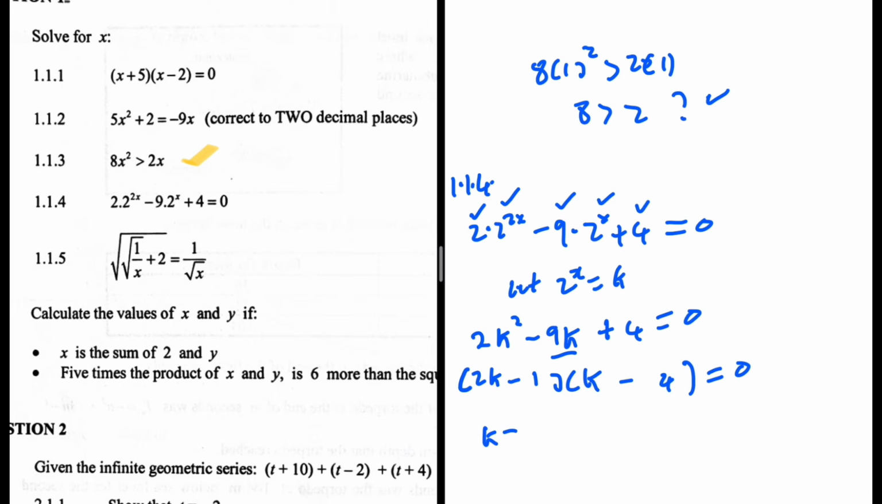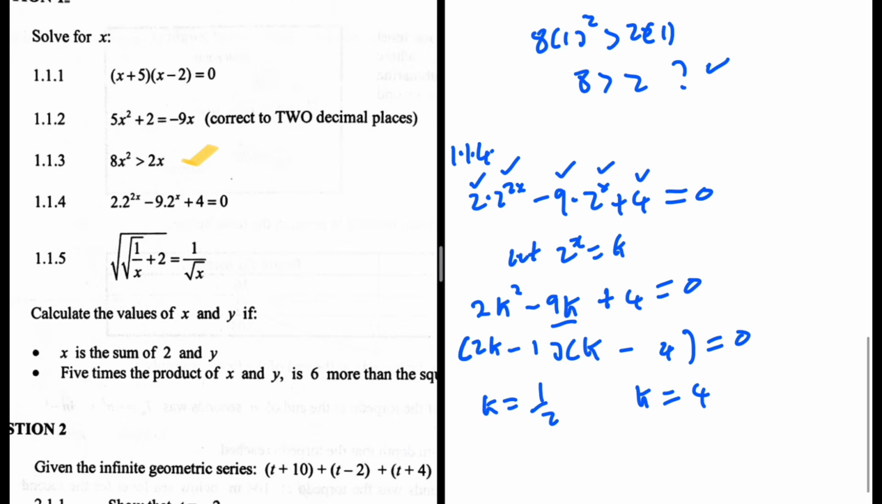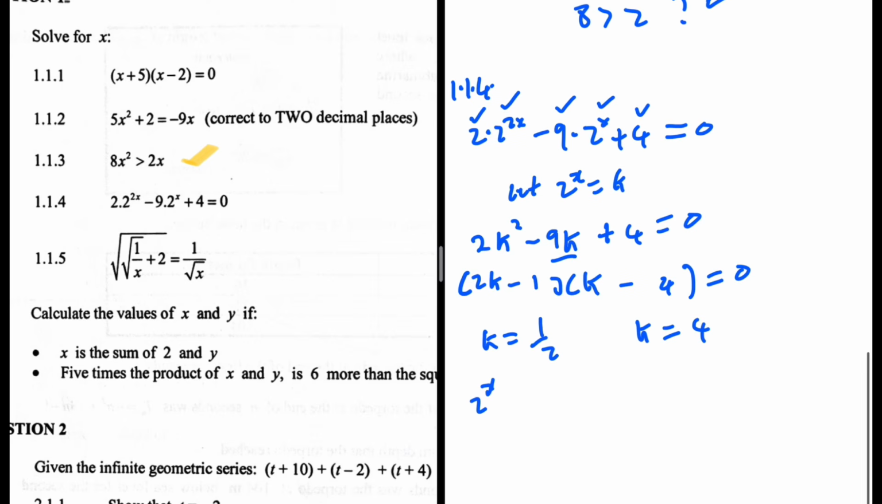So here k will be equal to 1 over 2, and then here k will be equal to 4. But we know that k is equal to 2 to the x. We can write 1 over 2 as 2 to the minus 1. We try to give these numbers the same base so that we can equate the exponents. And then 2 to the x will therefore be equal to 2 to the 2. So x is equal to minus 1, and x is equal to 2.